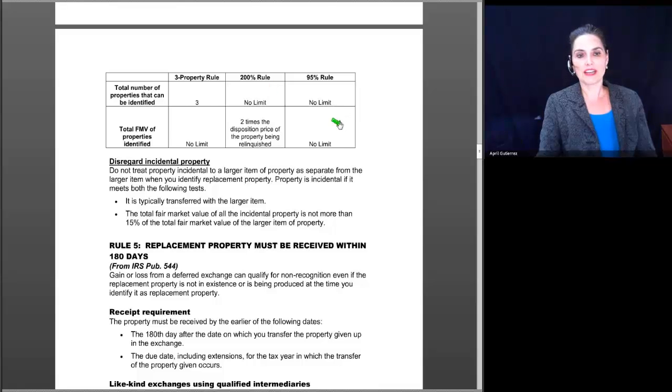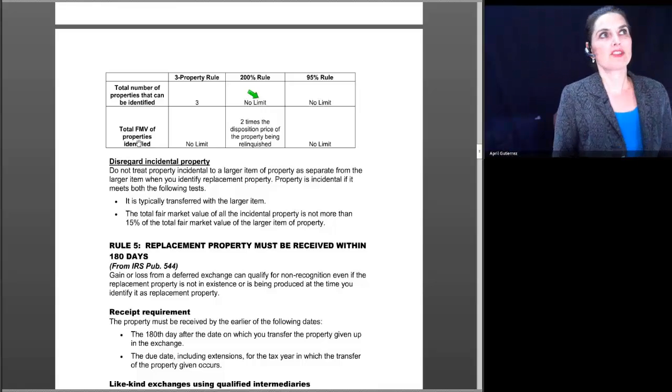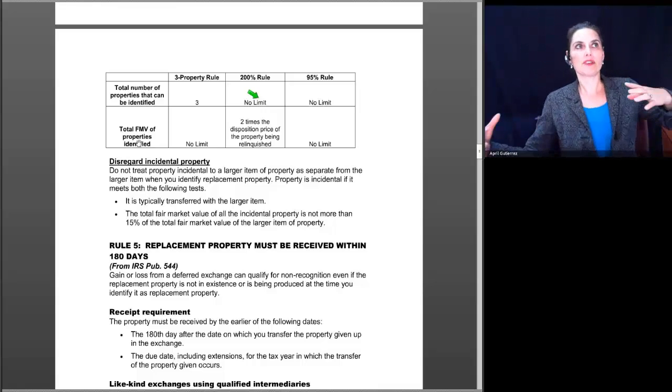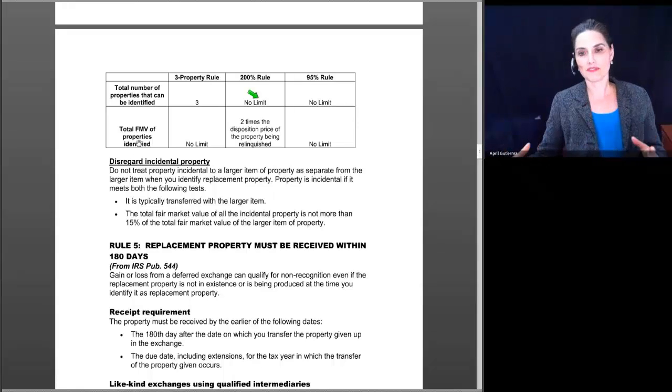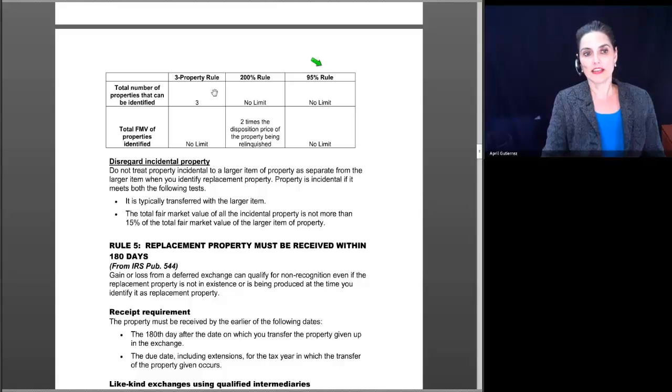And then we finally have the 95% rule. If you fall under the 95% rule, then there's no limit on the number of properties, and you're obviously already not under the 200% rule. So if you end up with a customer who is trading multiple properties for a single property, or one property for multiple properties, or a combination of the two, you have to be aware of these limits: the number of properties, the 200% rule, or the 95% rule. And they don't have to meet all of them. They can meet only one of them.